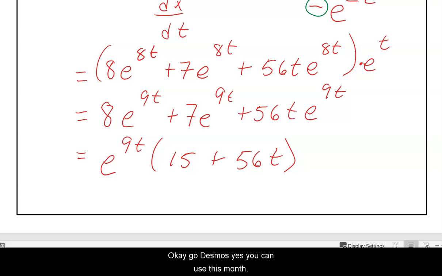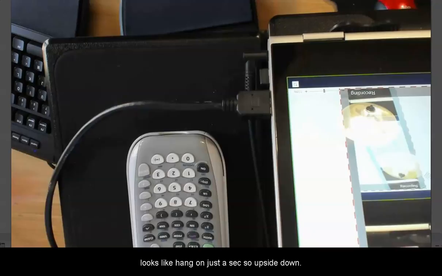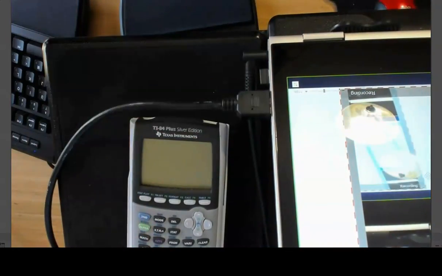Okay. Oh, Desmos. Yes, you can use Desmos, Anthony. The problem with Desmos is that it will not give you the same information that the graphing calculator will. So that's a problem. Let me show you real quick. I think I can show you what it looks like. Hang on just a second. So it's upside down. There we go.